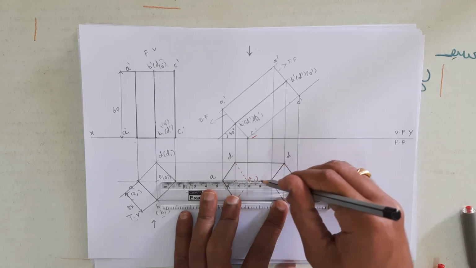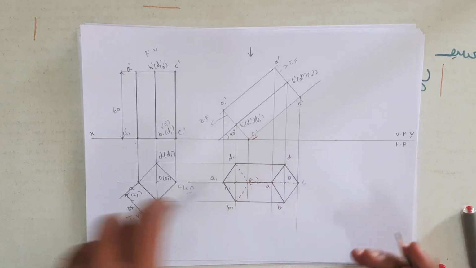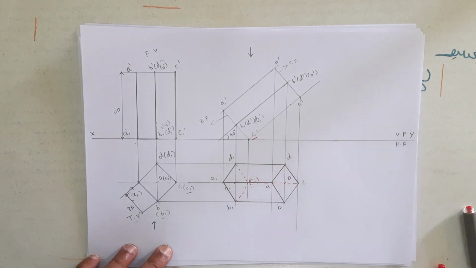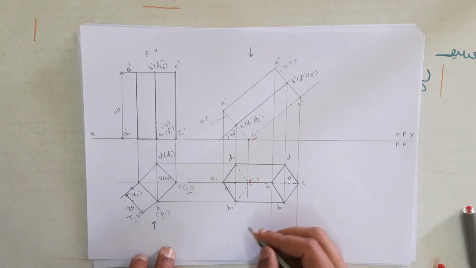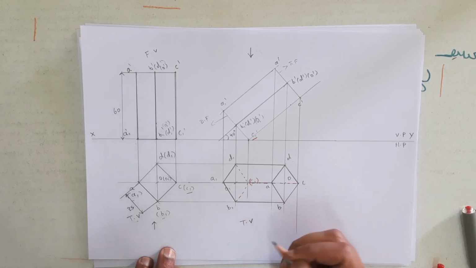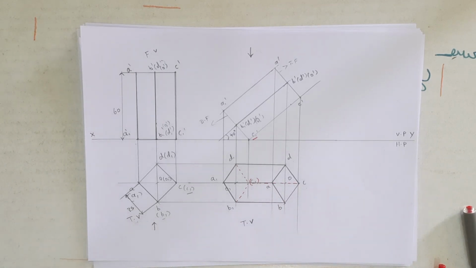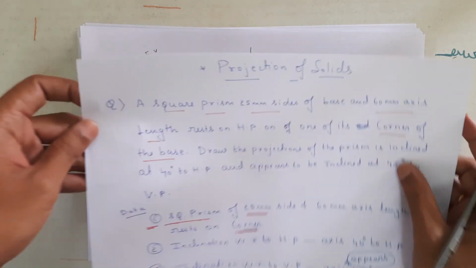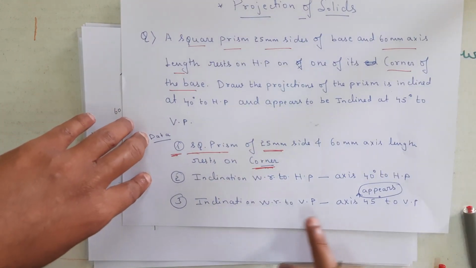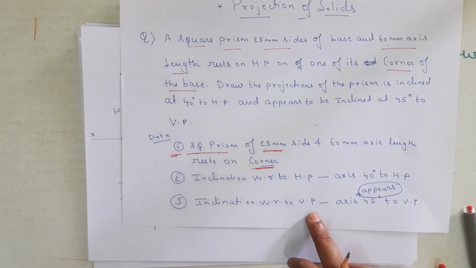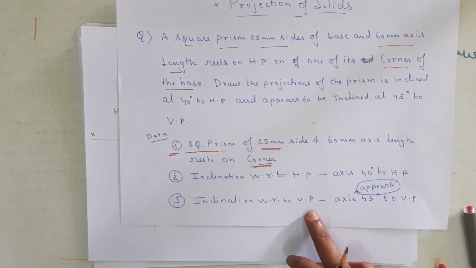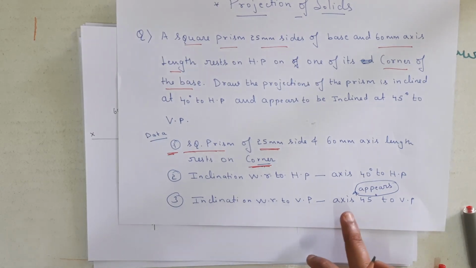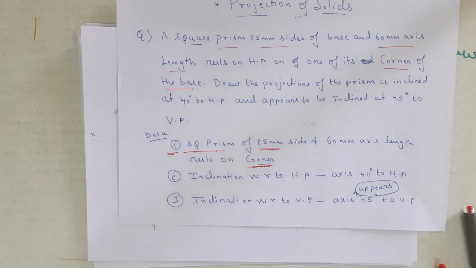Okay, got this one? So this is O1. I hope you got this one. So this is step number 2, this is a top view. Next, step number 3, that is inclination with respect to VP. In the problem they are telling that the axis appears to be inclined at an angle of 45 degree to VP.